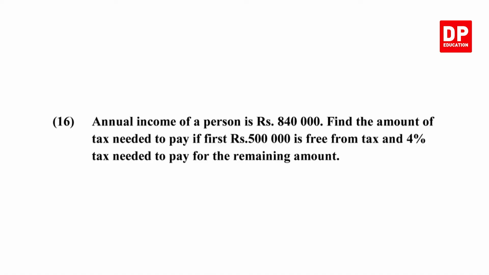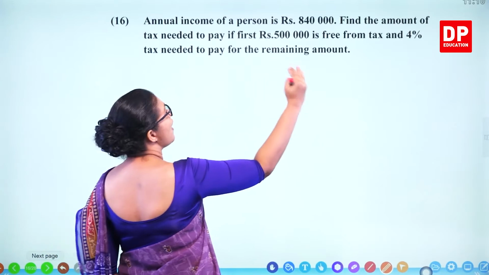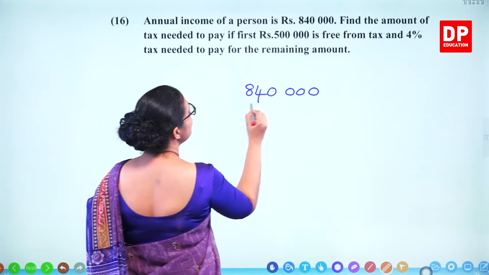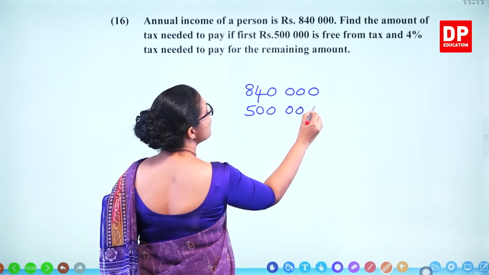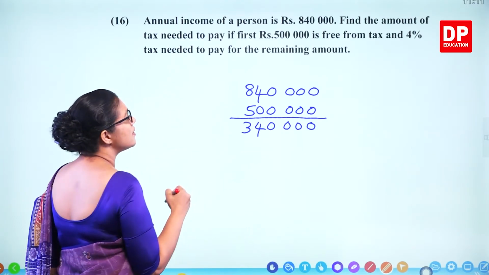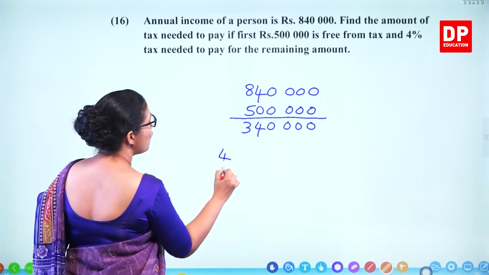Question number 16. Annual income of a person is 840,000 rupees. Find the amount of tax needed to pay if the first 500,000 is free from tax and 4% tax needed to pay for the remaining amount. So normally the first 500,000 is free. So we have to find out the taxable amount. So we subtract the first 500,000. 340,000 rupees. For that you have to pay 4% tax.